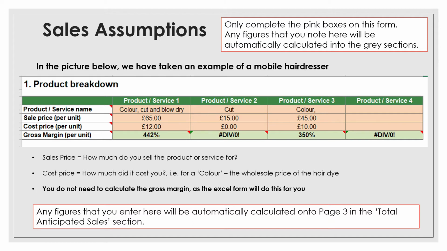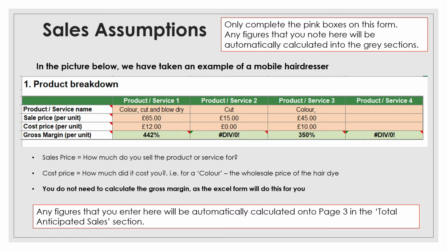So first of all, let's take a look at the sales price, which is basically how much do you sell the product or service for, and how much was the cost price. So having a look at the chart, you can see here product breakdown. So as a hairdresser, for example, in the first line, product service name, they might put a colour, cut and blow dry, a cut and a colour. And then they'd work out the sales price, the cost price, and then this chart will calculate the gross margin per unit for you. So you don't need to do anything there.